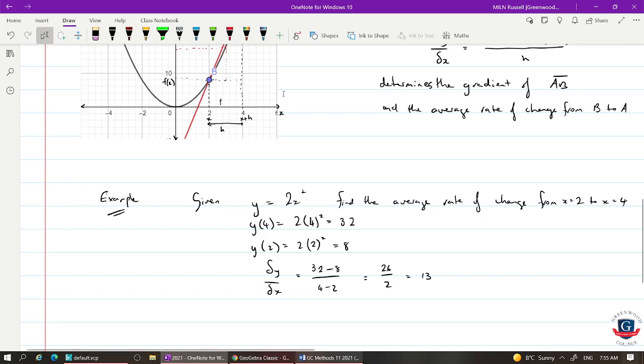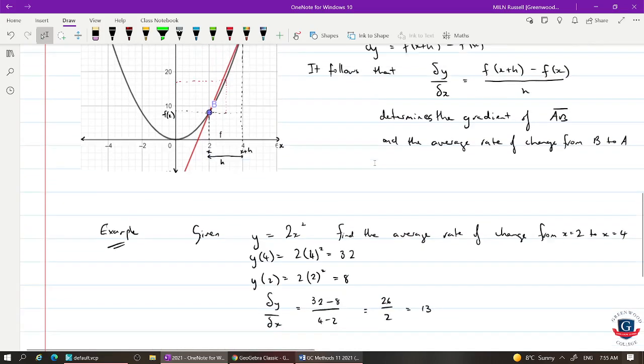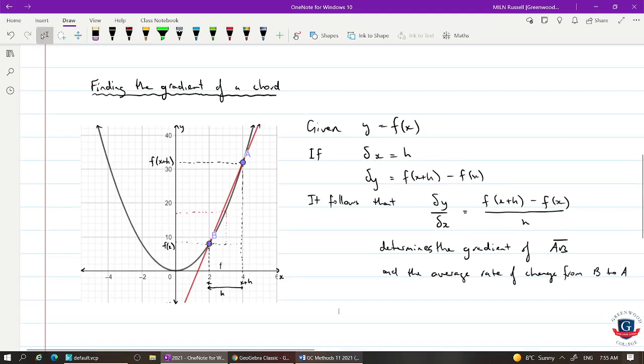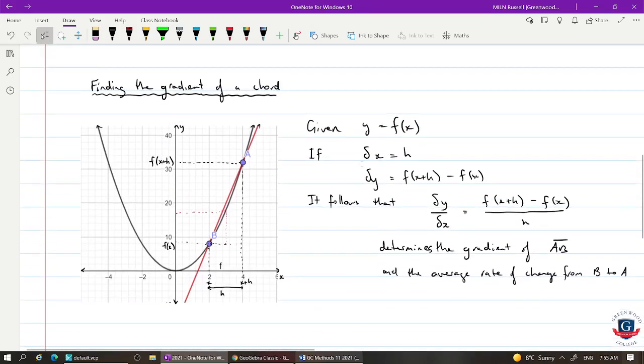Yeah, it'll give us the gradient of the line, but it also tells us the average rate of change. How far would y change if x changed by a unit? So at this point, it would be 32 take 8 divided by 4 take 2, which would give us 12. So we'd expect this after 1 unit to move about 12, and then on the second one to move 24. So let's check if that's correct. 8 plus 24 is 32. Yeah, with 12 each time.